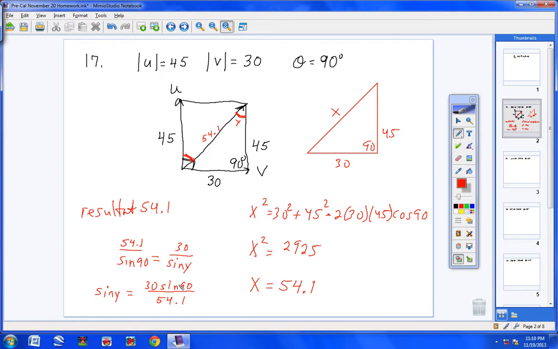And then, of course, let's see what we get. We would have 30 sine of 90 divided by 54.1. We're going to get the sine of y equals 0.5545. And now let's find that angle. Second sine of that decimal, 0.5545, and we will get 33.67 or 34 degrees. So this angle right here is 34 degrees. So there's our other answer, 34 degrees. Not bad at all. Every single one of these problems are done the exact same way.